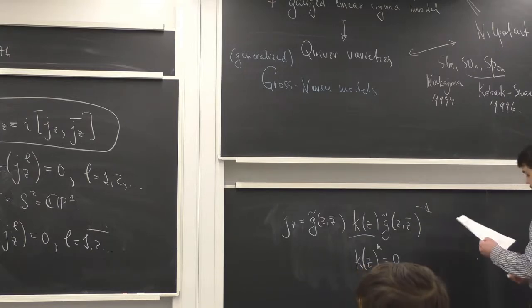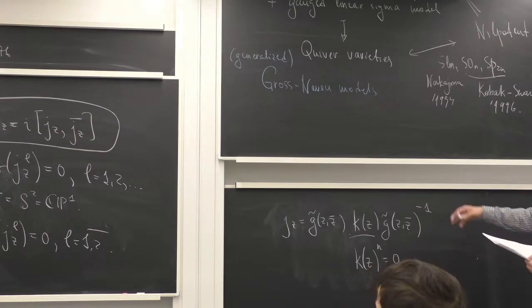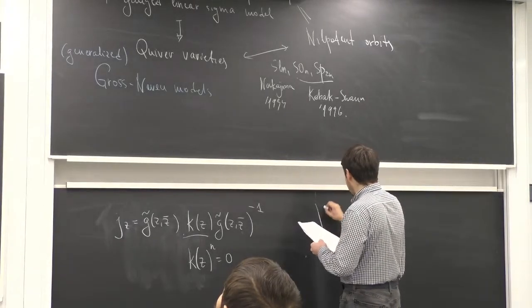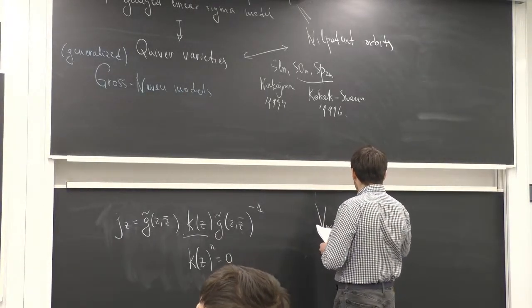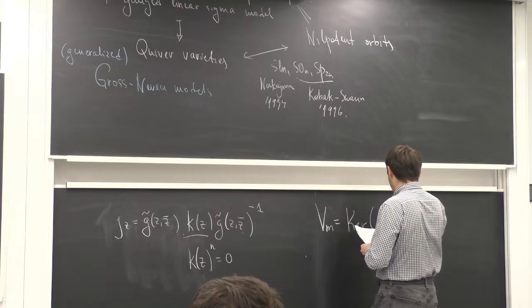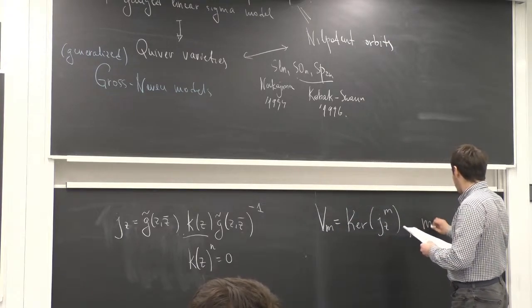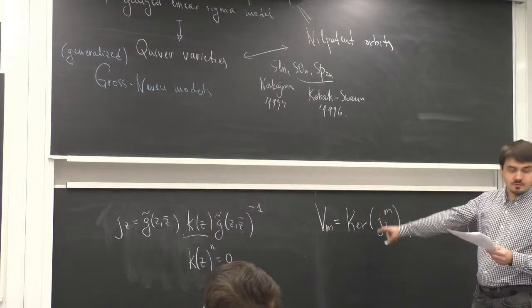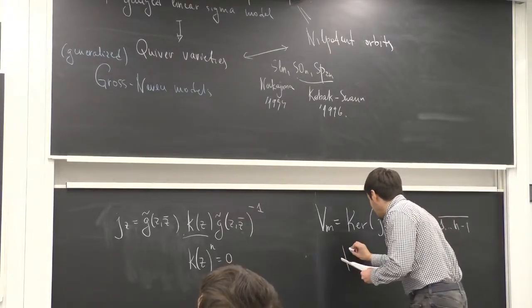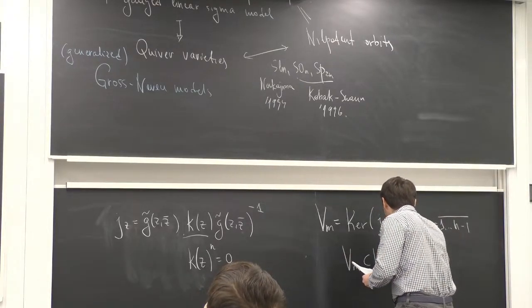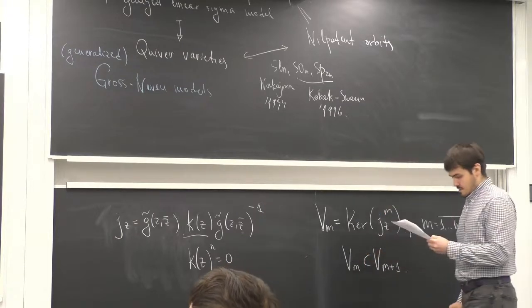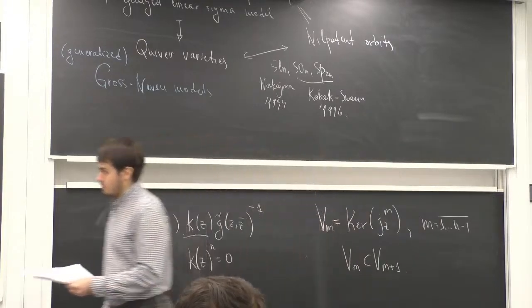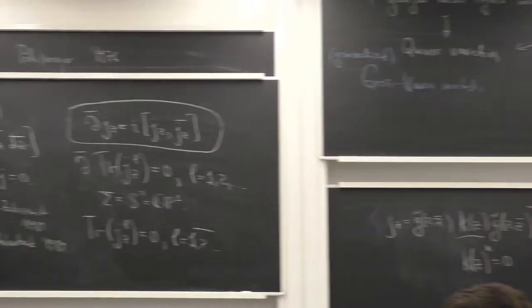So now, given such a matrix J, one can construct a flag. The flag is Vm equals the kernel of JZ to the power m. Kernel of powers. This is a flag, so Vm belongs to Vm plus 1. And let's assume that JZ to the power n is 0 for a moment, but JZ to the power n minus 1 is not 0.